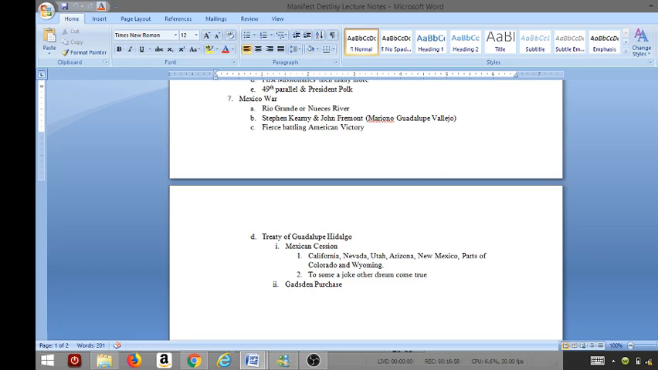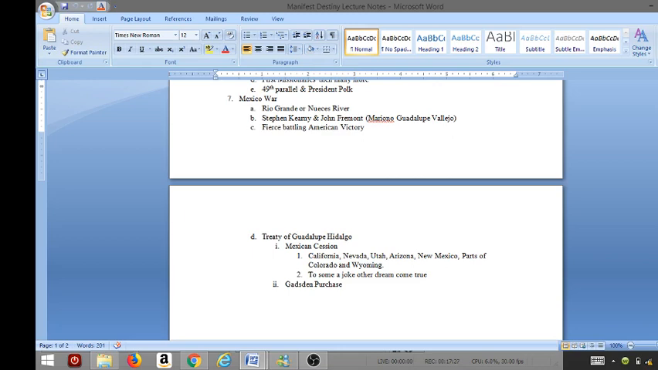But to other people, it was a dream come true, because it was this idea of manifest destiny, that it was God's divinely given right to conquer this territory, for them to get all this land. This also led to the Gadsden Purchase, eventually, where America was able to buy even more land from Mexico.